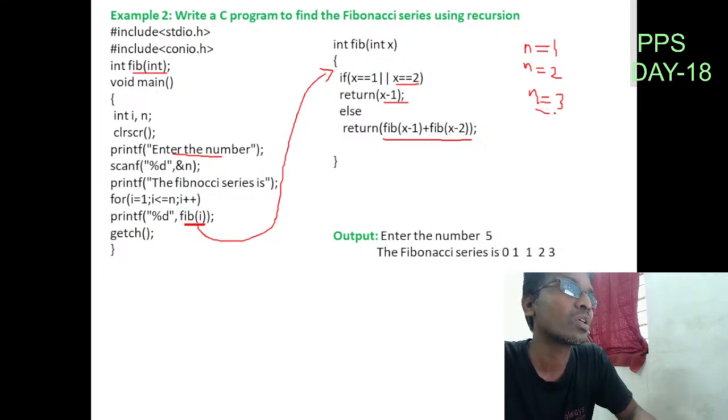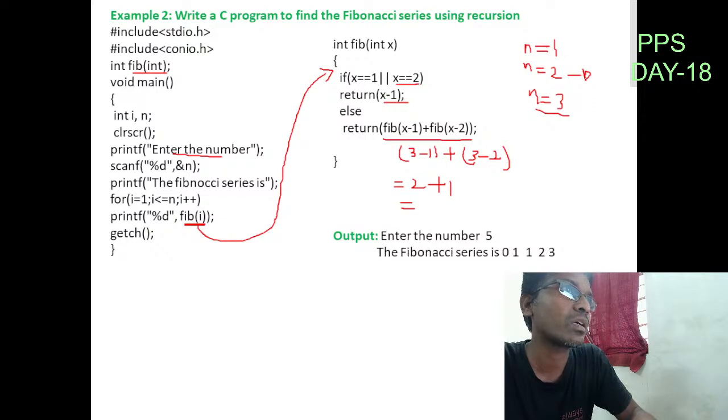So in this example, my n value is 3. Now we have to substitute here. So that is Fibonacci of 3 minus 1 plus Fibonacci of 3 minus 2. So that is equal to Fibonacci of 2 plus Fibonacci of 1. So the Fibonacci of 2, I got 0.